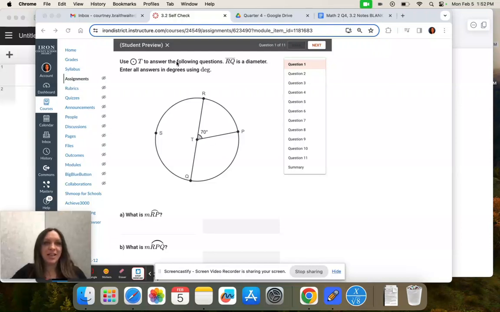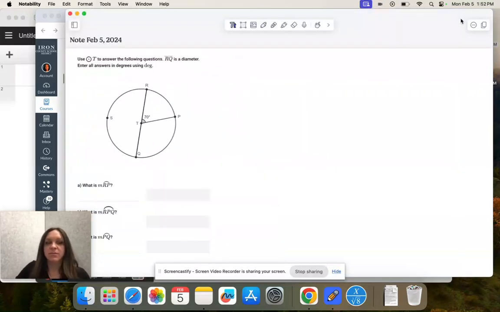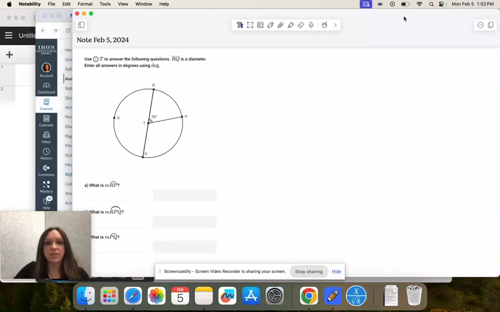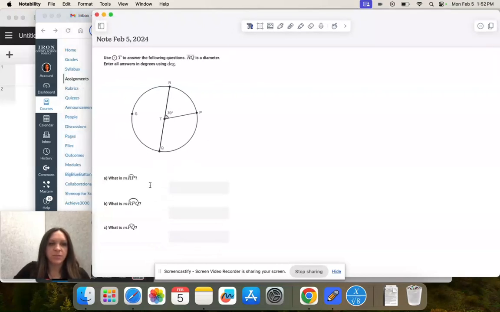You circle T to answer the following questions. RQ is a diameter, and we're going to enter all our answers using degrees. So now we're talking about arcs. So this one is, what is the measure of arc R to P?